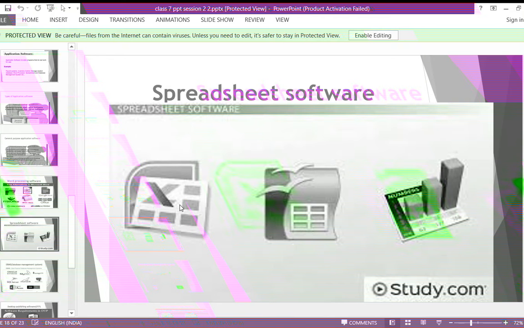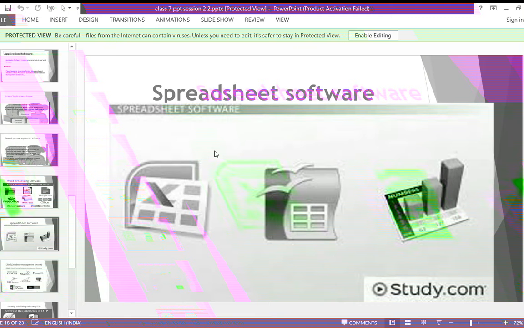Microsoft Excel, ma'am, 2013. Okay, fine. So you are using Microsoft Excel, whether it is 2010, 2009 or 2013. That is to create the table, and if you want to create information in the form of rows and columns, you use this spreadsheet.